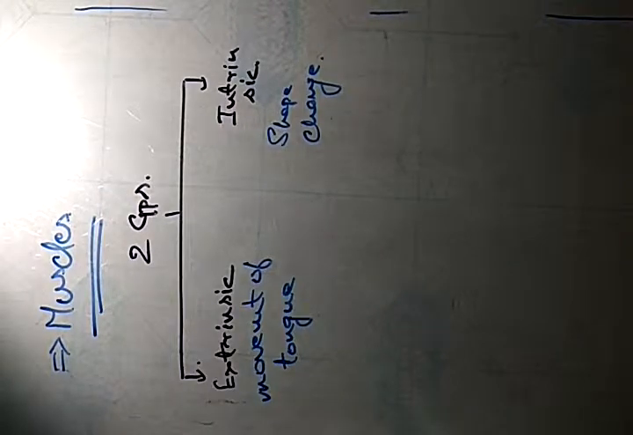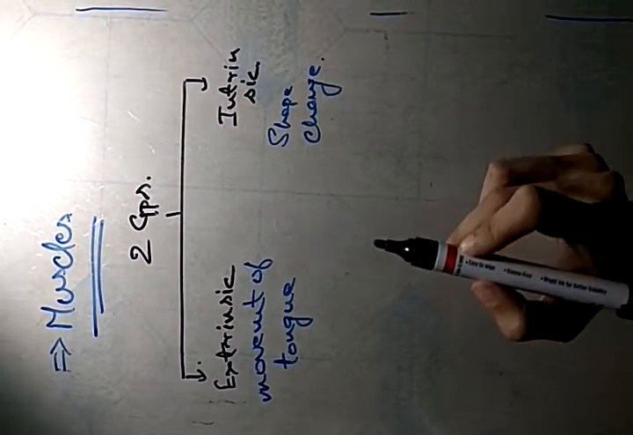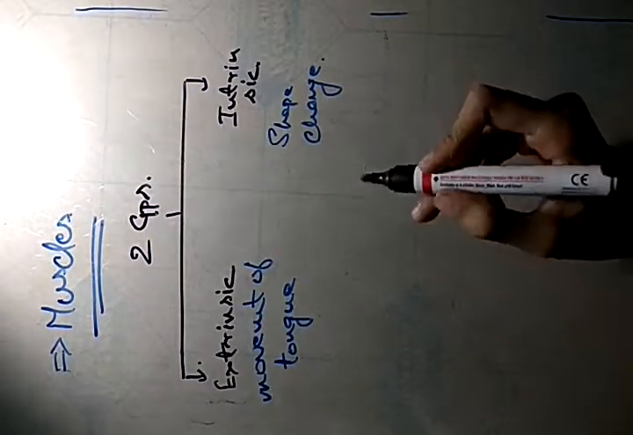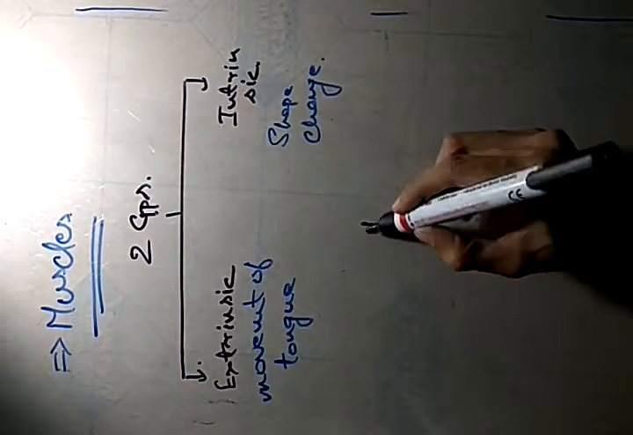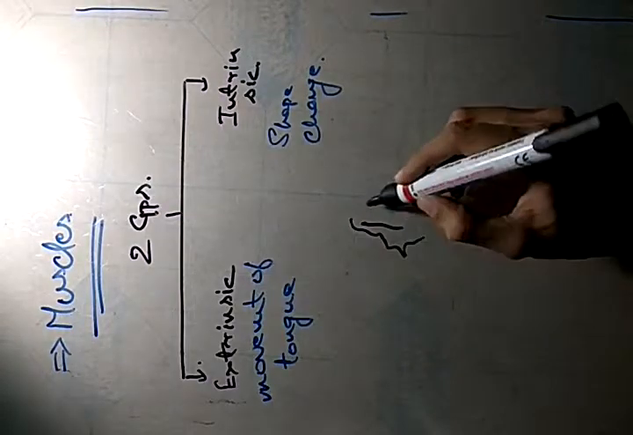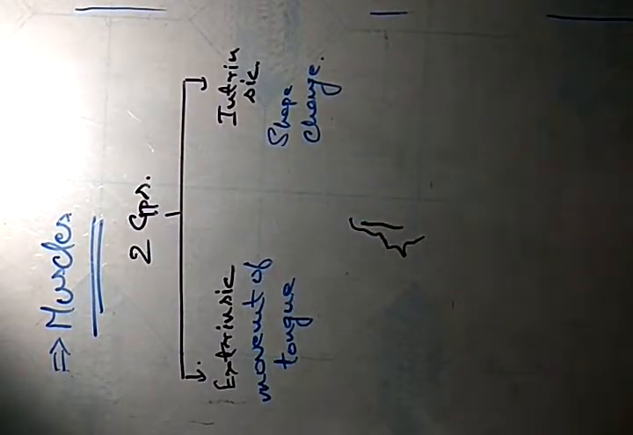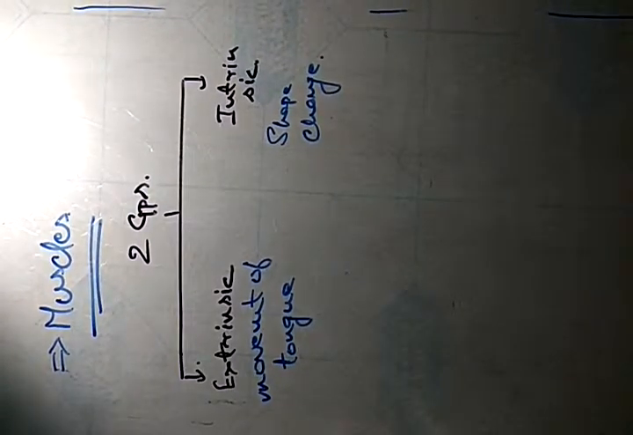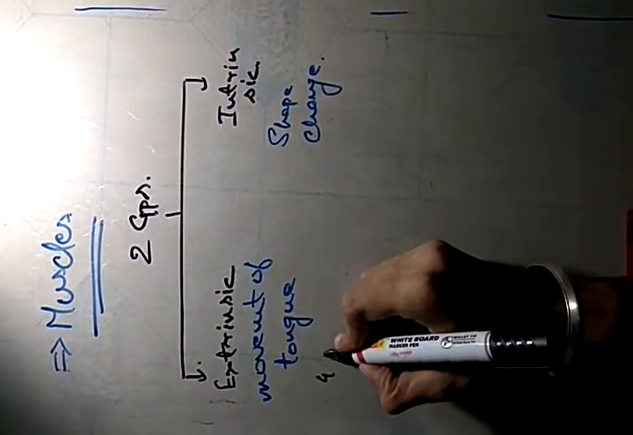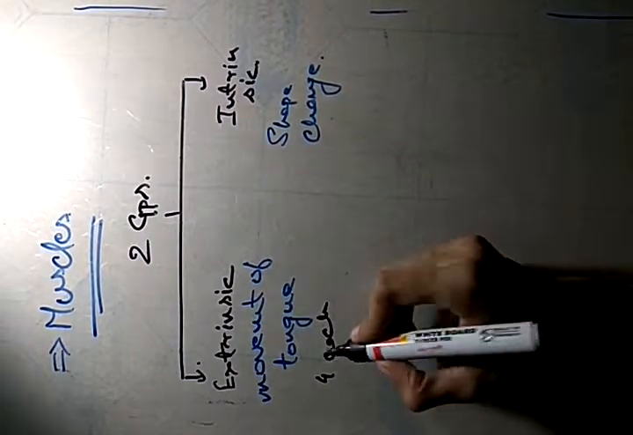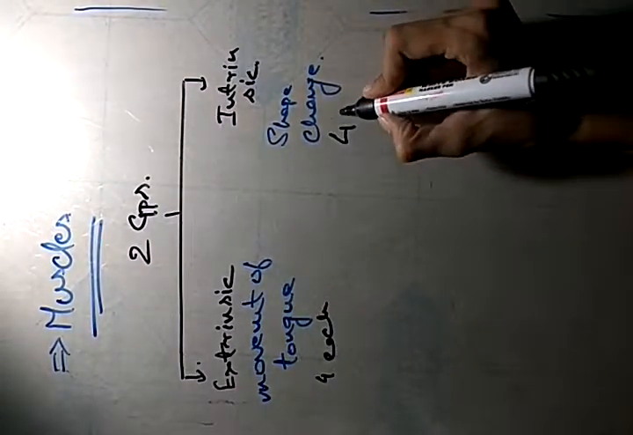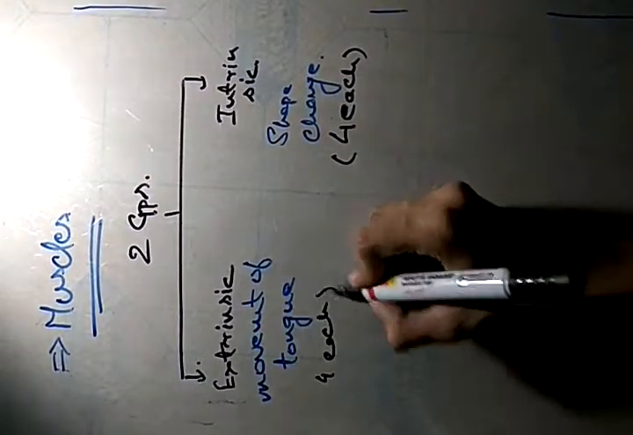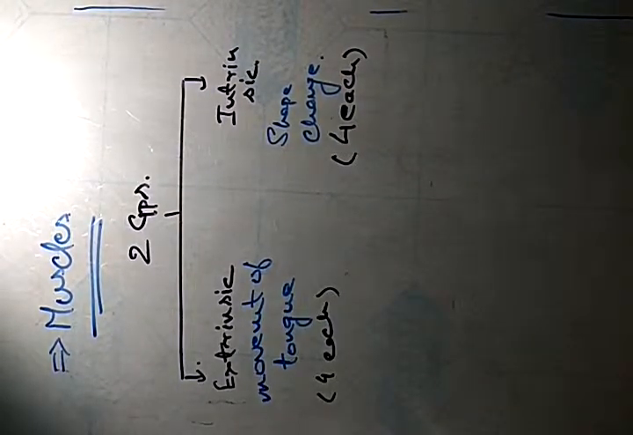Now when I say there are 8 muscles, I only meant half of the tongue, because as in the rest of the anatomy that we study, we study half of the body and it's the same on the other side. Both these groups have 4 each. So what are the names of the muscles?